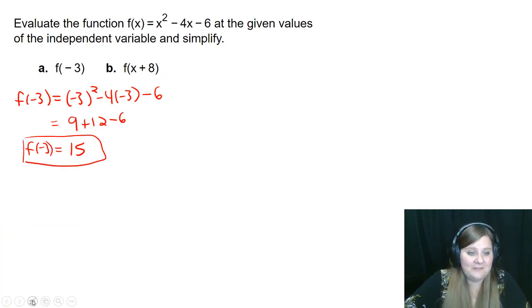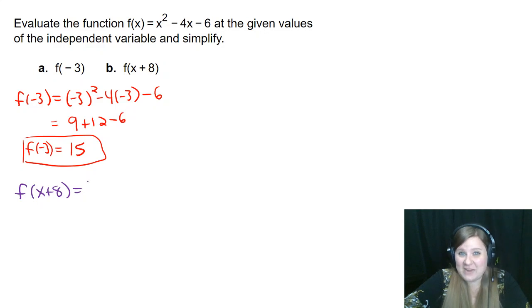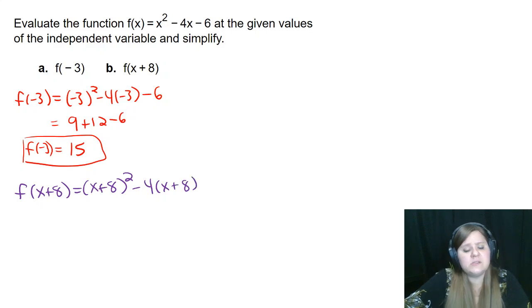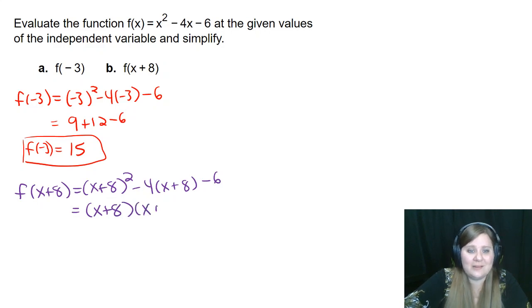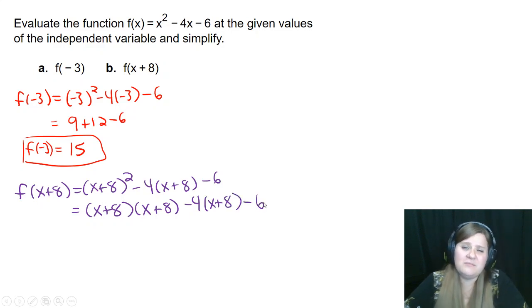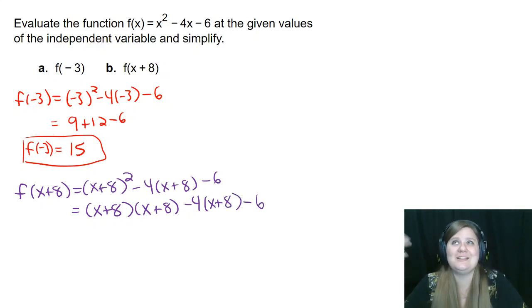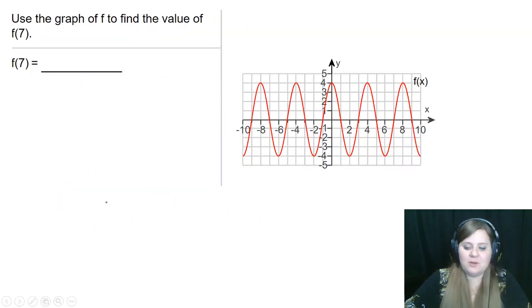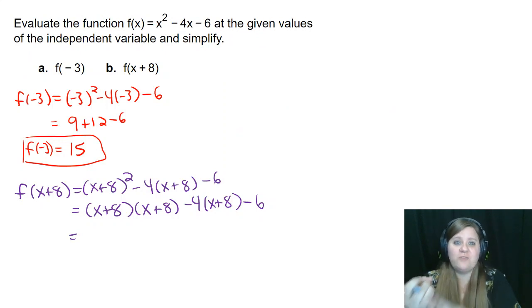Now, f of x plus 8, we're going to do the same thing. We're going to replace every x with x plus 8. The difference here is that when you square x plus 8, you're going to have to write it out twice and FOIL it. If you don't FOIL it and you just try to distribute the exponent, you're making an error. You can't distribute an exponent to a sum. You have to do the FOILing, okay? So go ahead, sorry about that, and try to FOIL, distribute, and combine like terms to get a final answer.